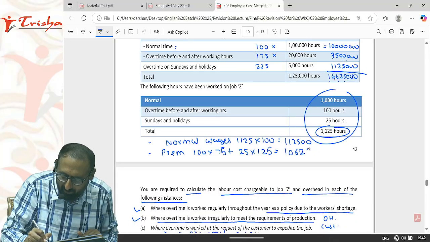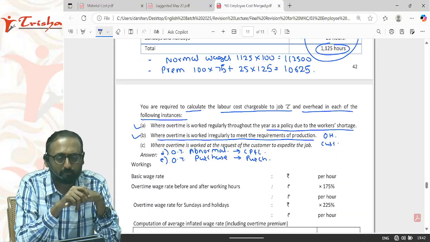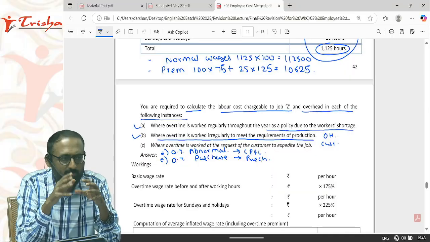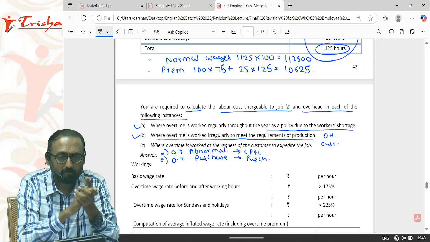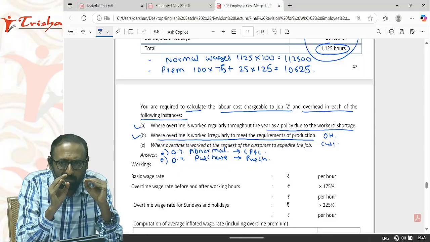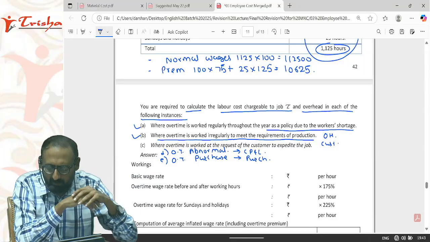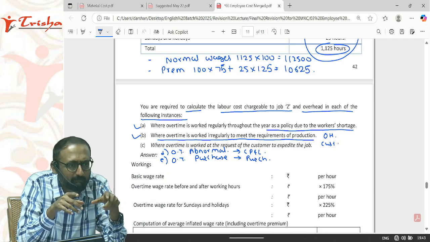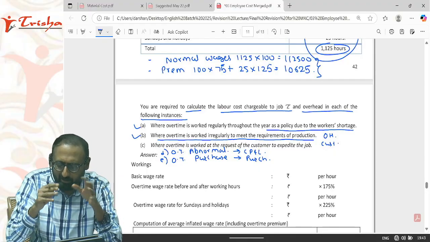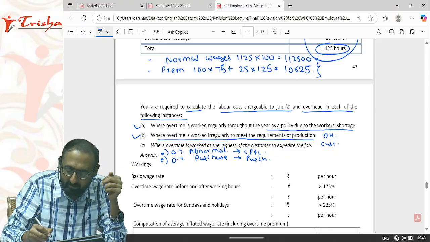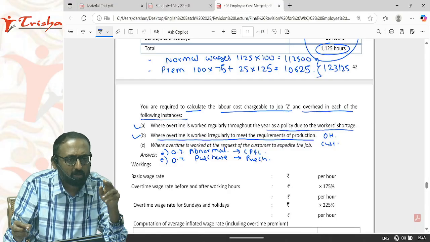10,625. Now a quick answer is expected from all of you. Everyone please concentrate, guys. Fast. If overtime is done at the request of the customer, what about this premium, sir? 10,625. Where will you charge this premium? Means the total amount chargeable to that customer will be 1,12,500 plus 10,625. How much will it be, sir? 1,23,125. Yes or no?